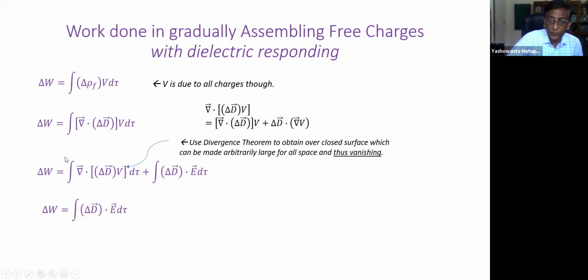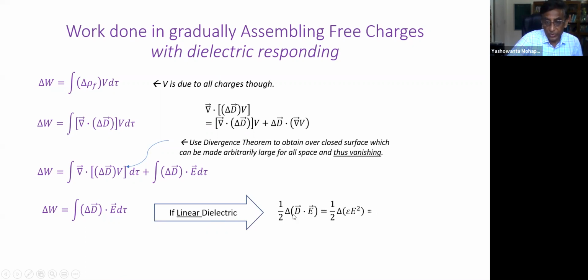Now, this is valid for any dielectric, whether it is linear or non-linear, so far. Going forward, I can make an assumption for linear dielectric only. For linear dielectric, I can always assume that D is epsilon E, and hence delta D dot E I can express in terms of epsilon E, and then it becomes half delta of epsilon E squared, which I can always write as epsilon delta E dot E, which is delta D dot E. So I express this in terms of half delta D.